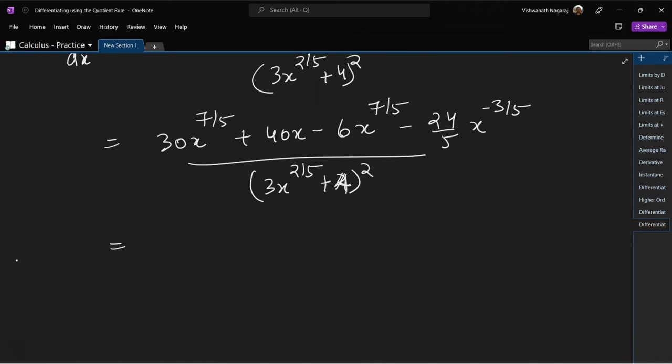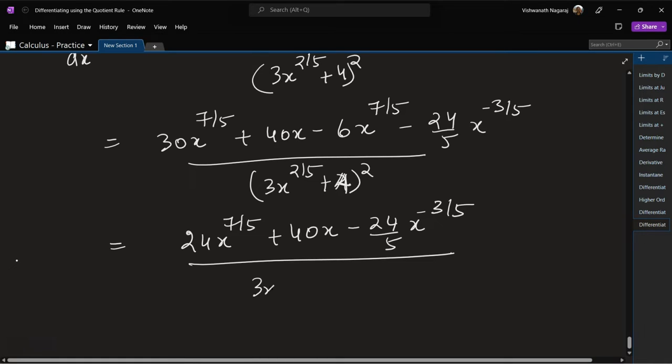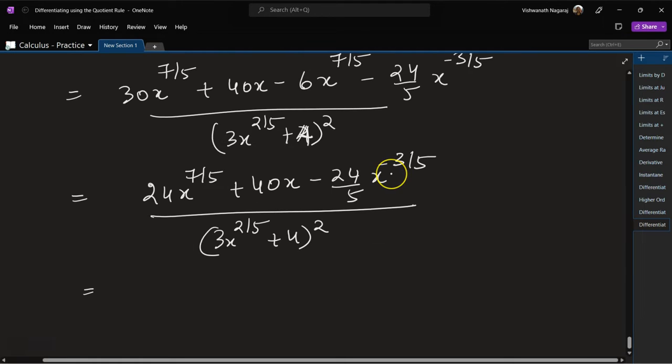Okay, now x to the power of 7 by 5. So 30 minus 6 is 24 x to the power of 7 by 5 plus 40x minus 24 by 5 x to the power of minus 3 by 5, divided by (3x to the power of 2 by 5 plus 4) square. Okay, so now we have to take out the 5 and minus 3 by 5.